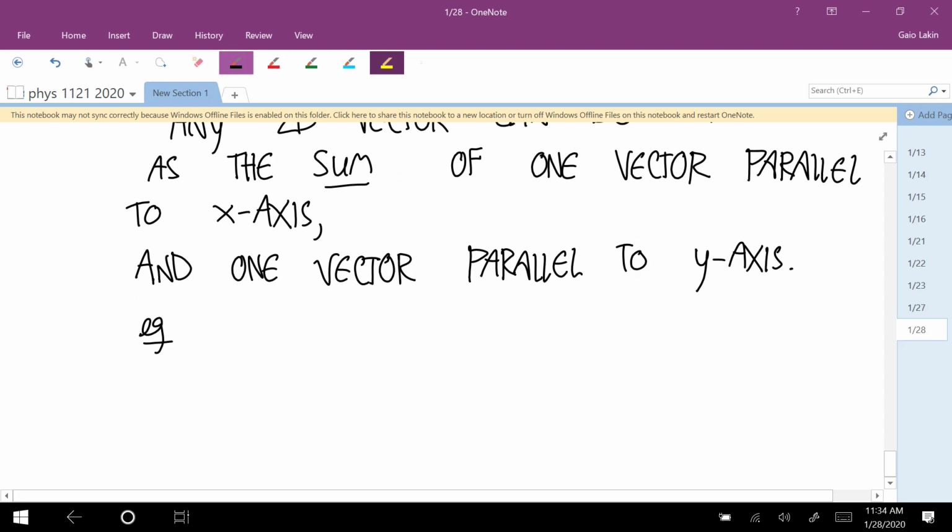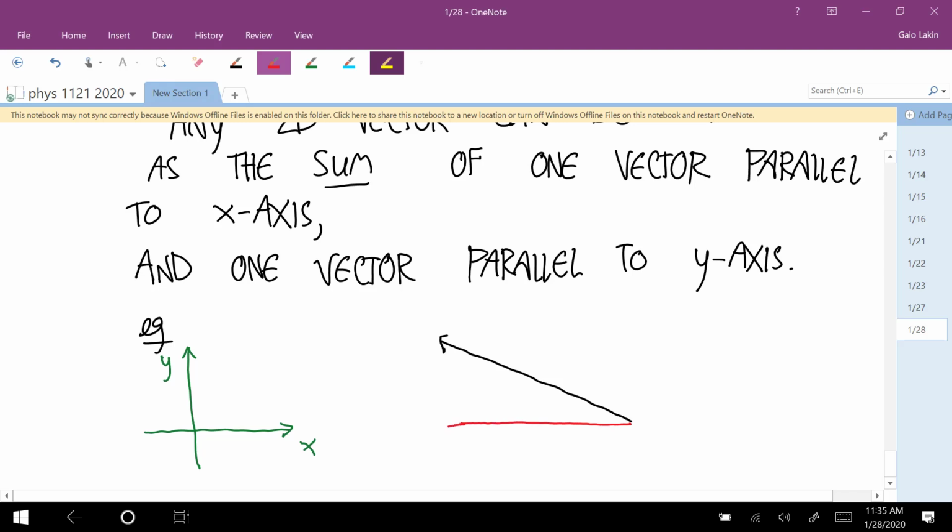So, for example, if your coordinate system is like this, and you have this vector, okay, you can represent that as a vector like this, parallel to x, plus a vector like this, parallel to y. So this is the x component and the y component. These are always perpendicular. And those components, even though they're vectors, you can represent them with just 2 numbers.